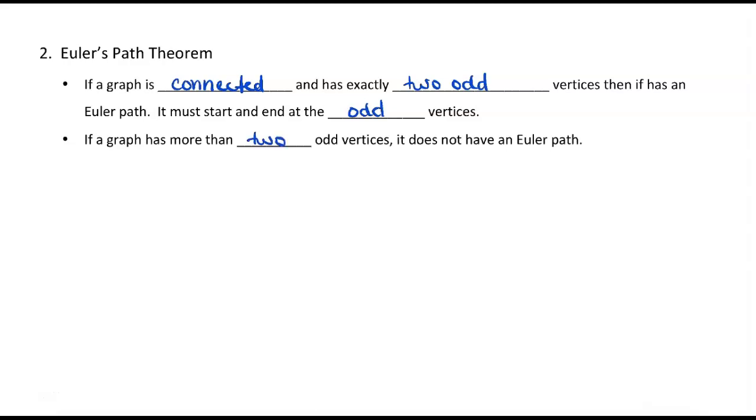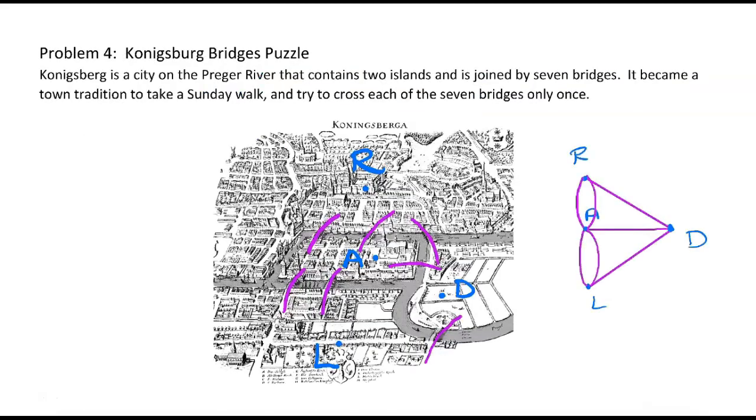Let's go back to the Königsberg problem and use what we've learned to answer that question. With the Königsberg bridges puzzle, the question is, can we walk across every bridge exactly one time? The answer will be yes, as long as there's an Euler path or an Euler circuit. We can use the first 2 of Euler's theorems and look at the degree of each vertex to answer the question. Vertex R has degree 3.